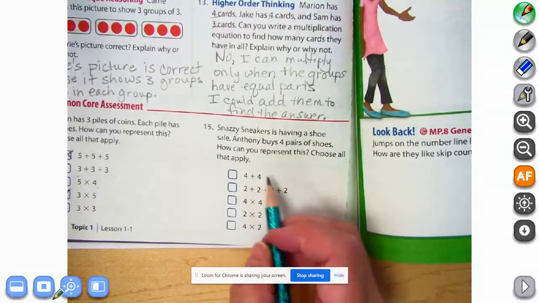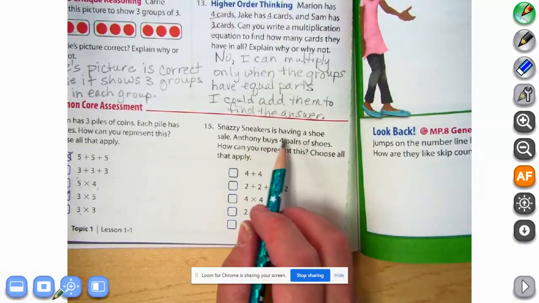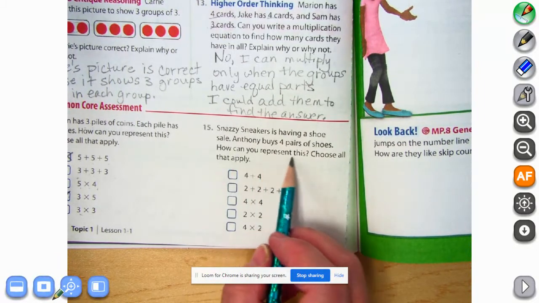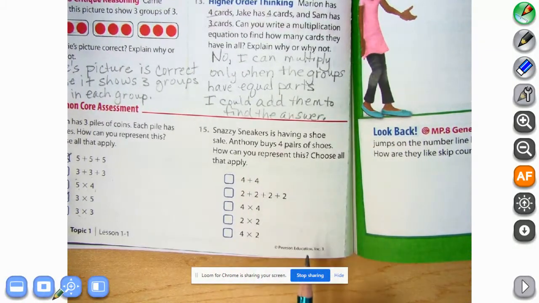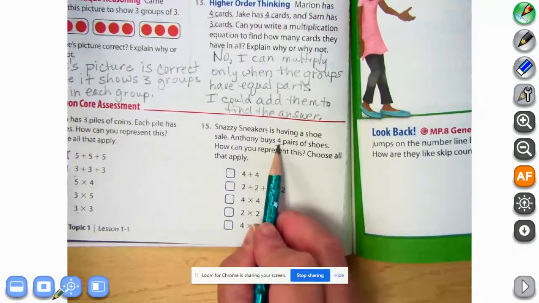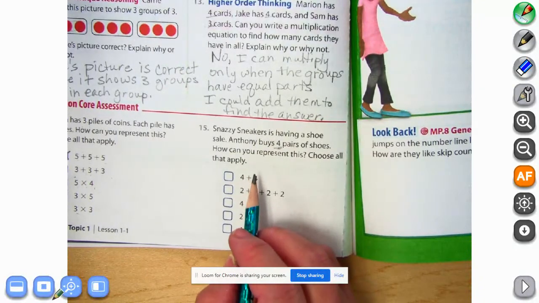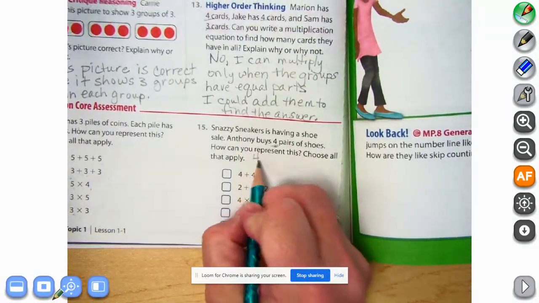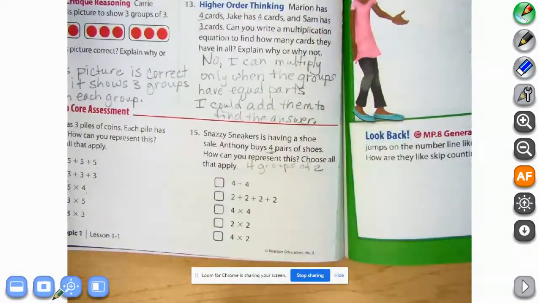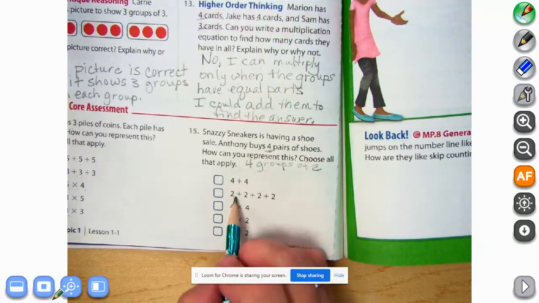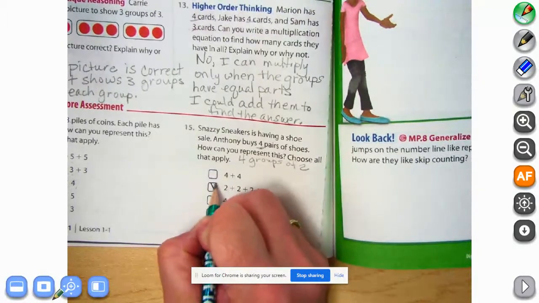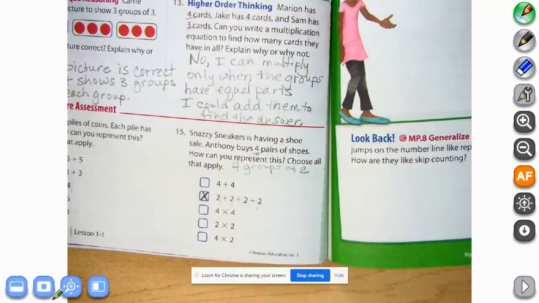All right, so let's go to number 15. Snazzy Sneakers is having a shoe sale. Anthony buys 4 pairs of shoes. How can you represent this? Choose all that apply. Okay, so we have 4 plus 4. But he's buying 4 pairs of shoes, and how many are in a pair? 2. So we have 4 groups of 2 that we're looking for. 2 plus 2 plus 2 plus 2. 1, 2, 3, 4. That is 4 groups of 2 each.